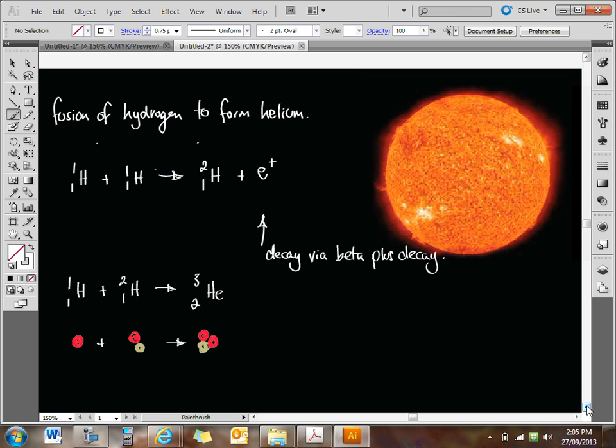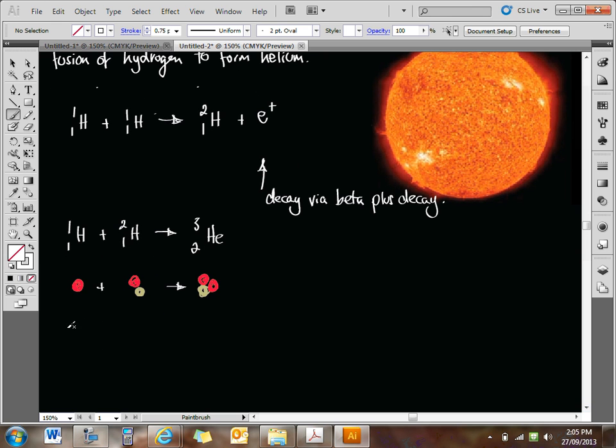Once we've got the helium-3 and we have enough of those around in the core, we see this happen. Helium-3 again, and another helium-3 comes along. They fuse. Fusion occurs to form the helium we know, the isotope of helium that we know, helium-4, 2 protons and 2 neutrons, plus a proton, plus a proton. And the cycle starts again.